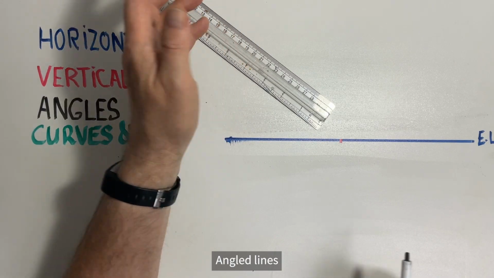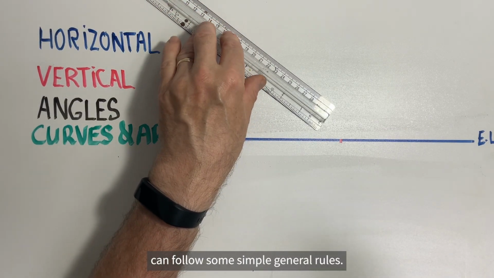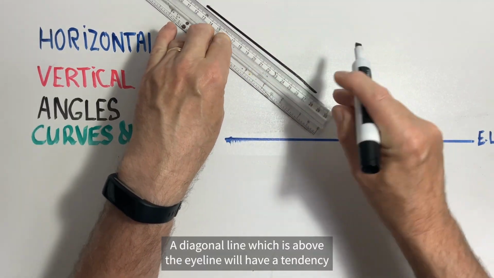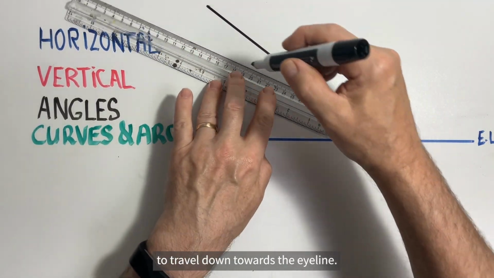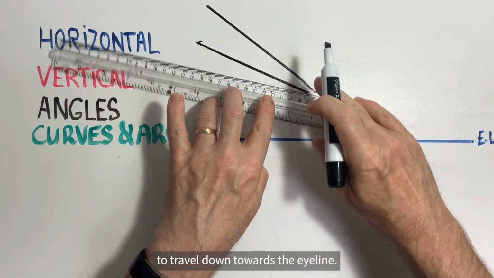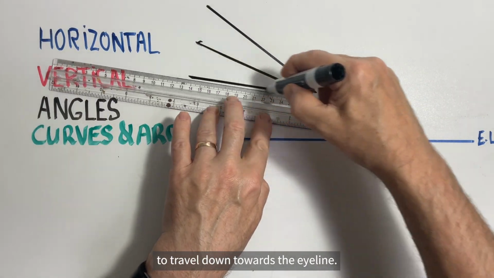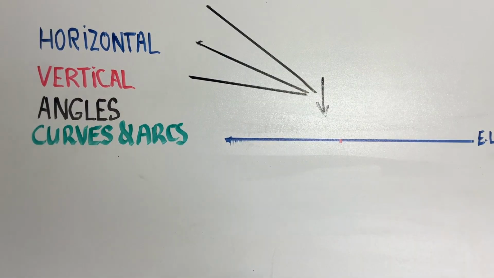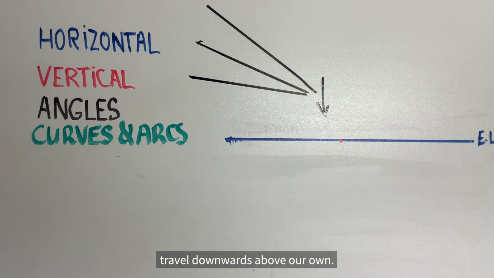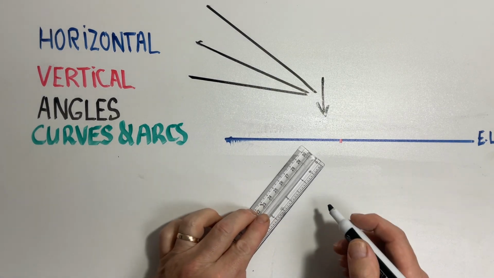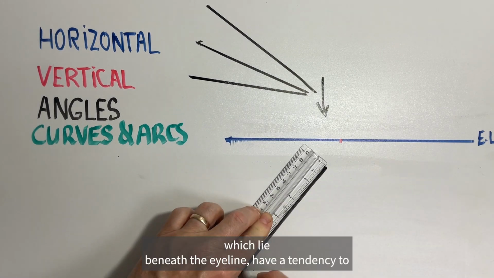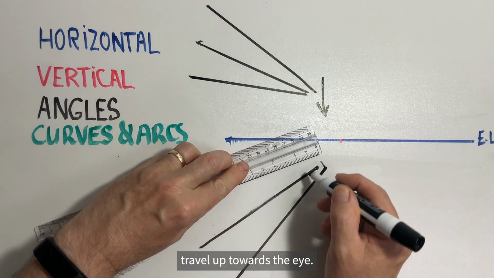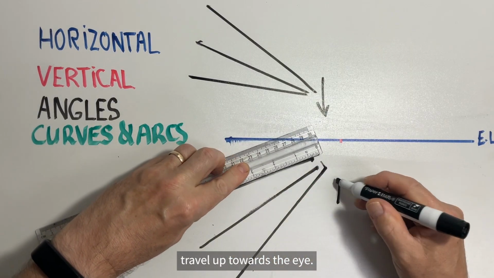Angled lines can follow some simple general rules. A diagonal line which is above the eye line will have a tendency to travel down towards the eye line. So basically, diagonal lines travel downwards above our eye line. Diagonal lines which lie beneath the eye line have a tendency to travel up towards the eye line.